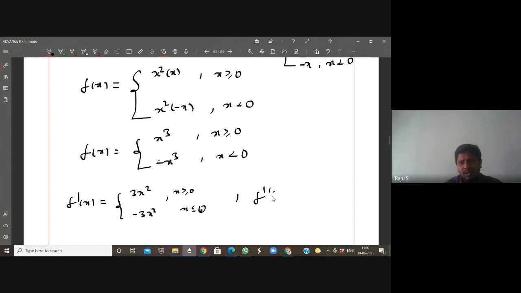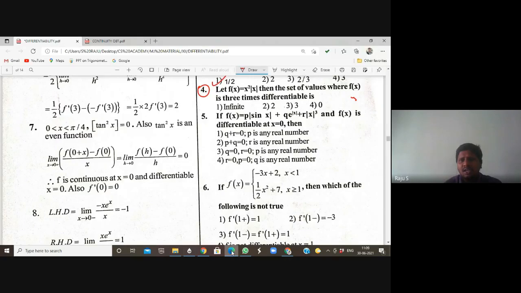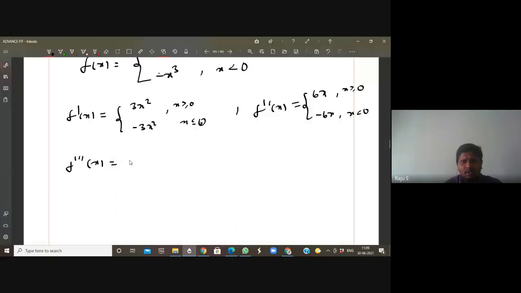Next, f double dash. Again differentiate. 3x square becomes 6x. Here minus 6x. Here x greater than or equal to 0, here x lesser than 0. Right, student? Next, we need to find the third derivative, because in the question they mentioned 3 times differentiable. So the third time 6x becomes 6, here minus 6, here x greater than or equal to 0, x lesser than 0. So that is the third derivative.